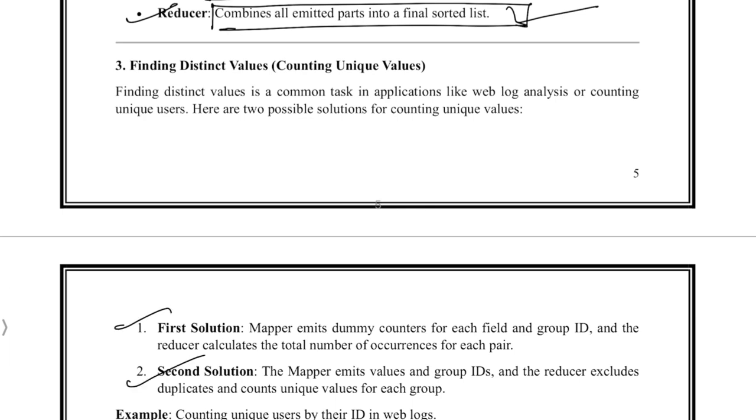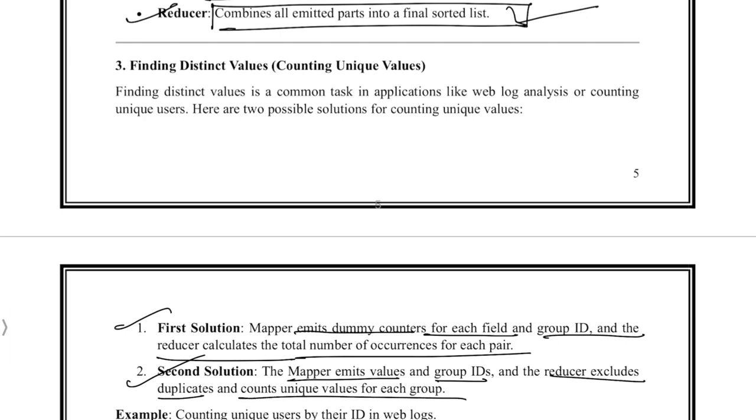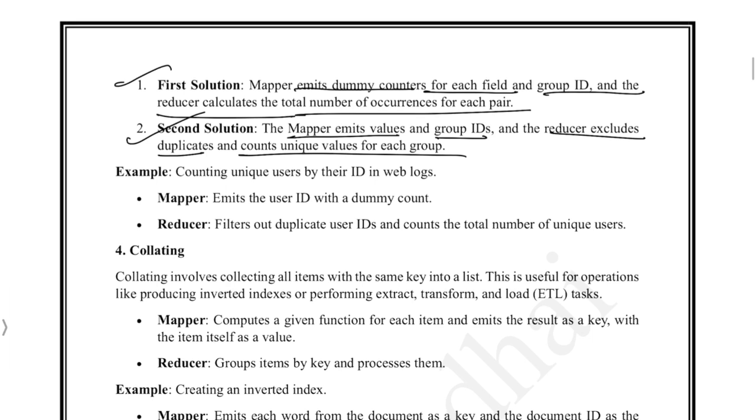Finding distinct values. There are two solutions. In the first solution, the mapper emits dummy counters for each field and group, and the reducer calculates the total number of occurrences. In the second solution, the mapper emits values and group IDs, and the reducer excludes duplicates and counts the unique values. That means for counting unique values, you can either let the mapper emit all the dummy counters and then calculate the total number of occurrences, or let the reducer exclude all the duplicates and count the unique values in each group.